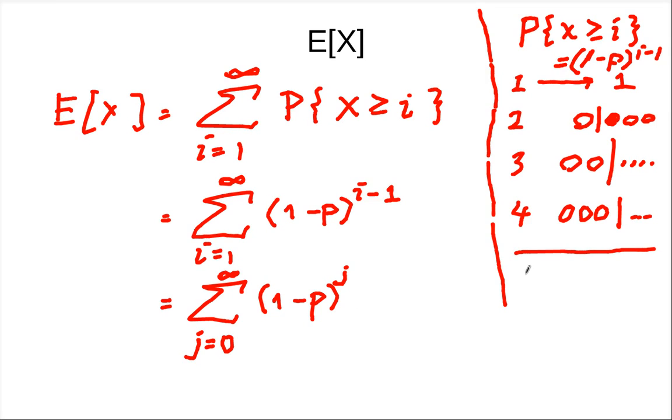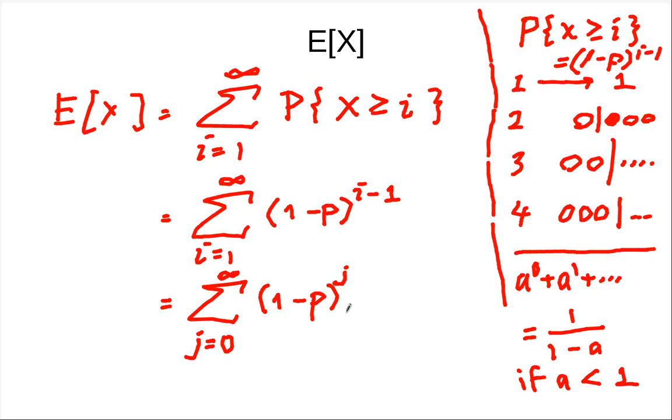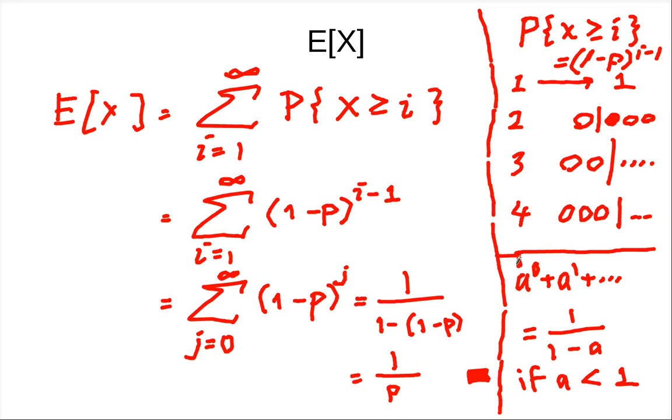Recall that the geometric sum a to the 0 plus a to the 1 plus and so on up to infinity is 1 over 1 minus a, if a is less than 1. If p is non-zero, then a, which is 1 minus p, is less than 1. So the solution is 1 over 1 minus (1 minus p), and this is exactly what we want, 1 over p. We have used this fact, which I think you proved in discrete math. All right, so that's the expected value of the geometric random variable. For the variance, we'll come back later. Thank you.